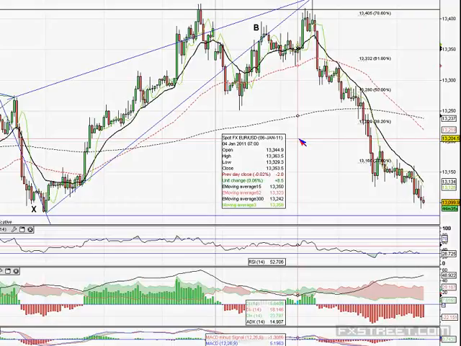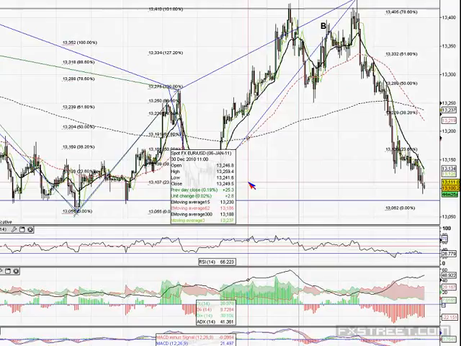So anyway, I'm not going to start ranting and raving about harmonic patterns. I'd say pick up a book. There's other guys on this website that know a lot more about them than I do.